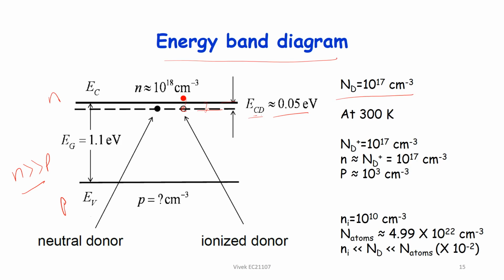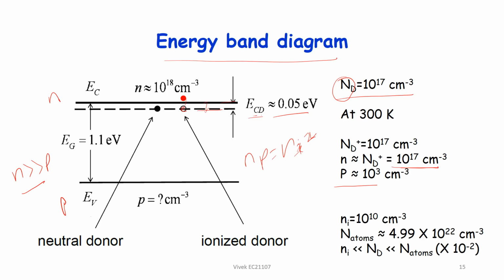If all the impurity atoms are ionized, then the electron concentration will be the same as the doping density, 10 raised to power 17, and from that you can know what the hole concentration will be. That will be accordingly reduced. You might remember there is a law, np equals ni squared. So if electrons increase, holes have to reduce.